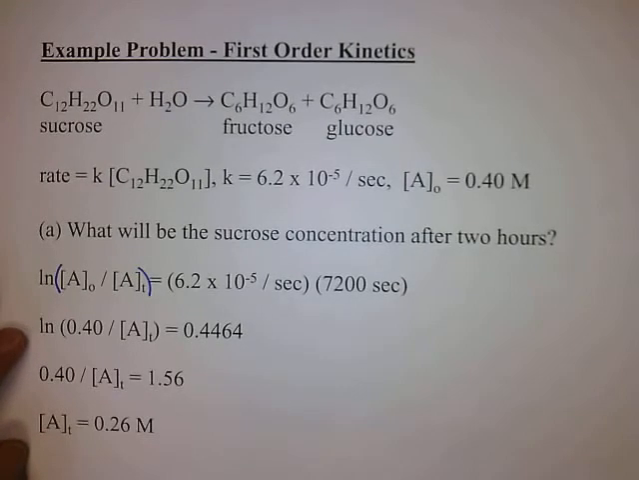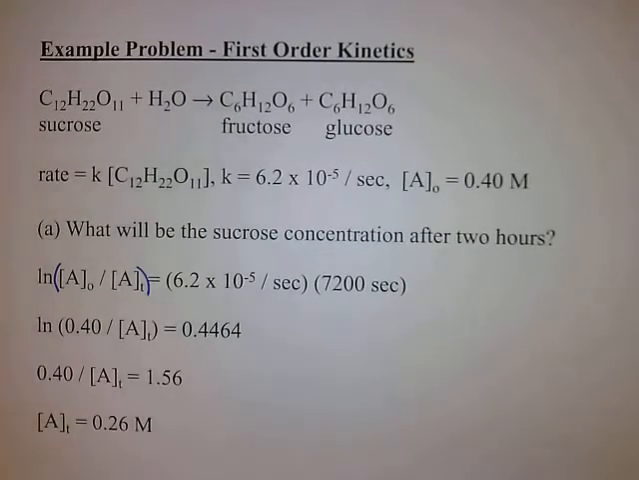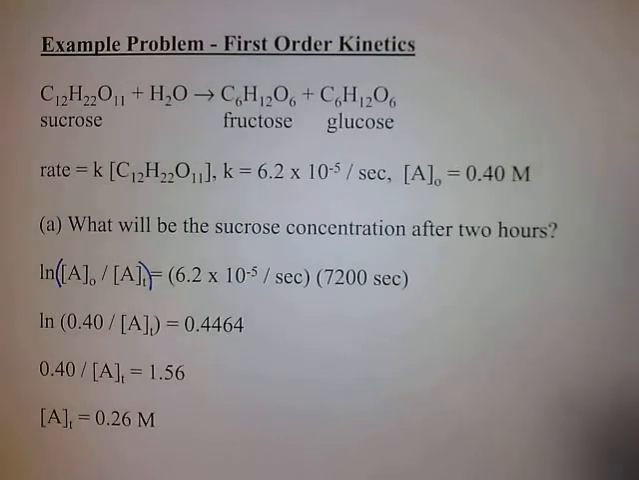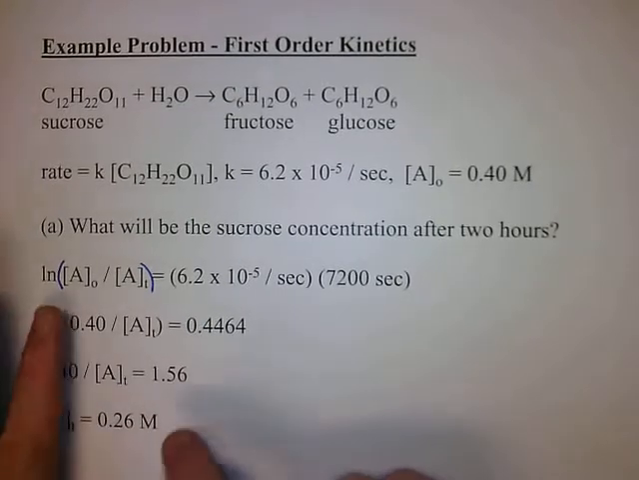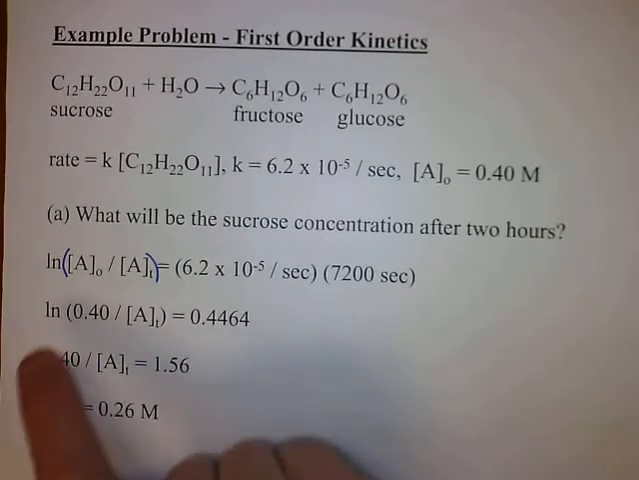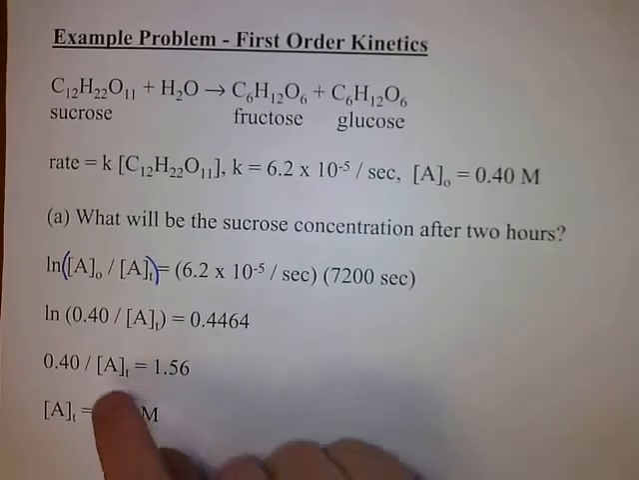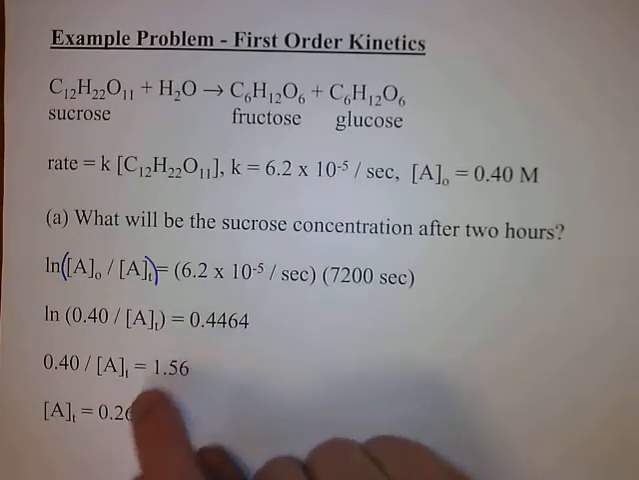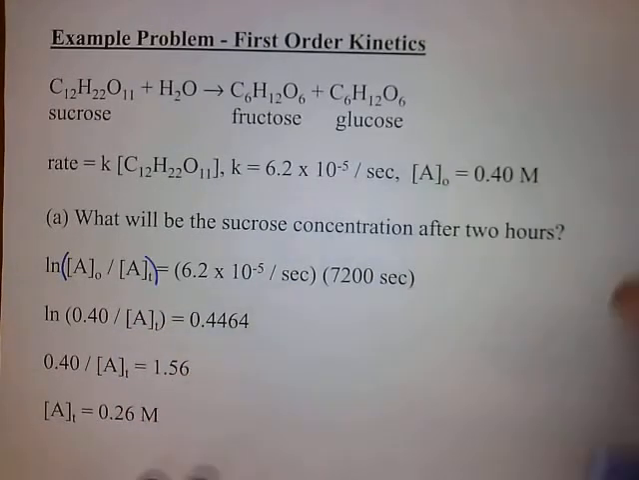Okay, so the inverse natural log of the natural log is the number itself. So by taking the inverse natural log of both sides, we get rid of the natural log. So what we're really saying then is 0.4 over concentration at time t is the inverse natural log of 0.4464.